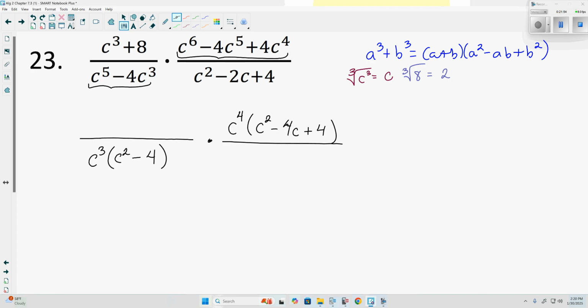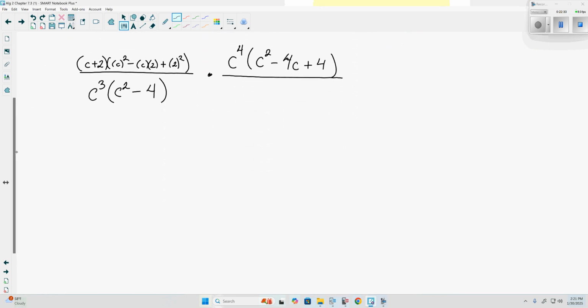Questions on how we found a and b or how we're about to plug this in? Because the first part's a plus b, which for us would be c plus 2. Our next one's going to be a squared, which for us would be our c term being squared, minus a times b. So a would be c, b would be 2, plus b squared, which in our case is 2 squared. Questions on how we got to this point here?